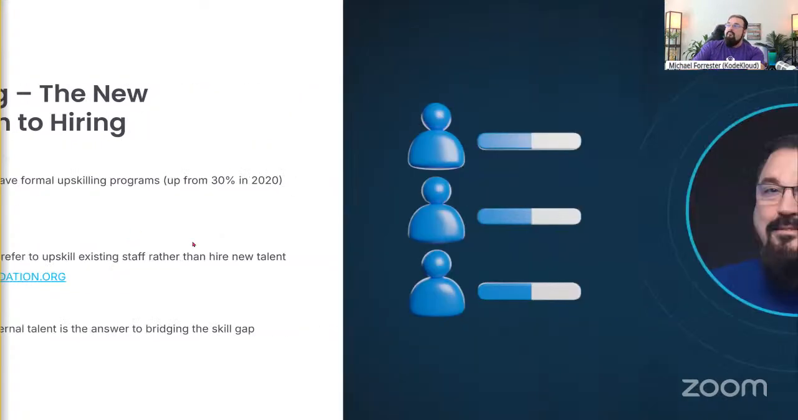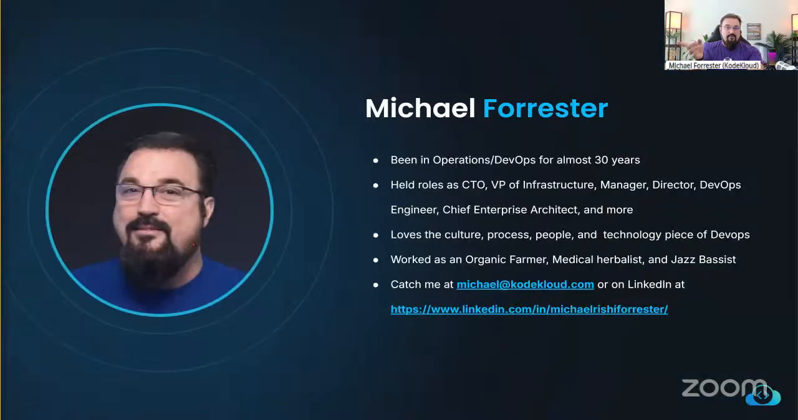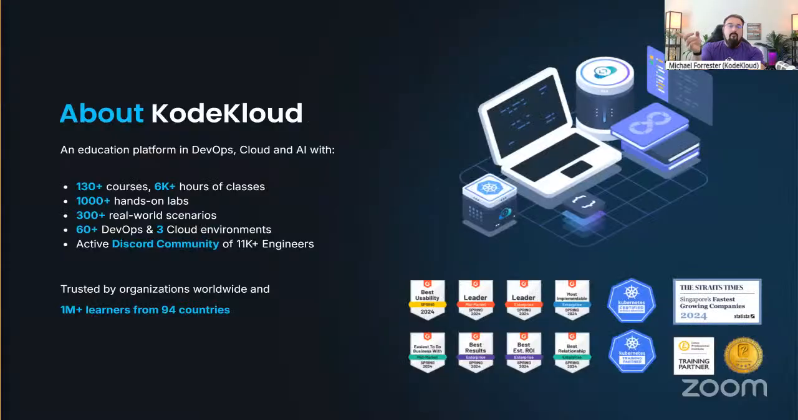Now, just so you know, my name is Michael Forrester, and I have been doing this for a long time. I've been in the industry since 1996, and so I've watched the rise and fall and evolution of technologies across the board. Whether it's the launch of cloud in 2006, Docker and Kubernetes in 2013 and 2014, now platform engineering, now AI, LLM ops, ML ops, all of that stuff. And by the way, you can catch me at michael@kodekloud.com or on LinkedIn. I work for an ed tech platform, and we focus almost exclusively on DevOps.